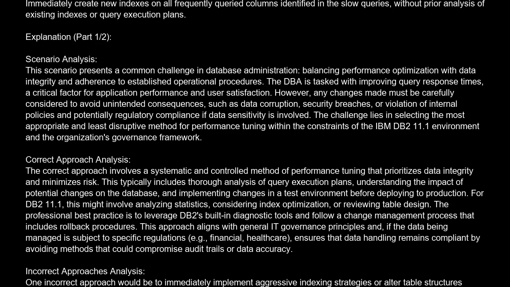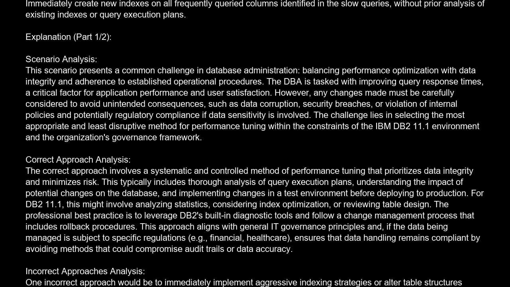Explanation. Scenario analysis. This scenario presents a common challenge in database administration, balancing performance optimization with data integrity and adherence to established operational procedures. The DBA is tasked with improving query response times, a critical factor for application performance and user satisfaction. However, any changes made must be carefully considered to avoid unintended consequences, such as data corruption, security breaches, or violation of internal policies, and potentially regulatory compliance if data sensitivity is involved.